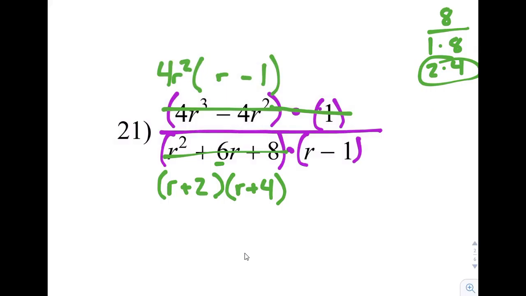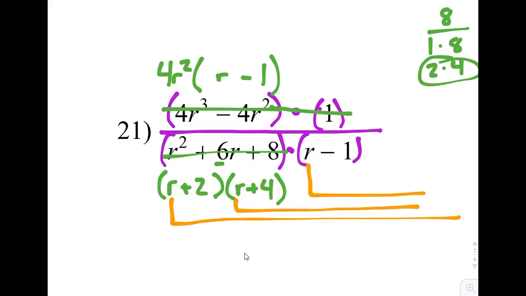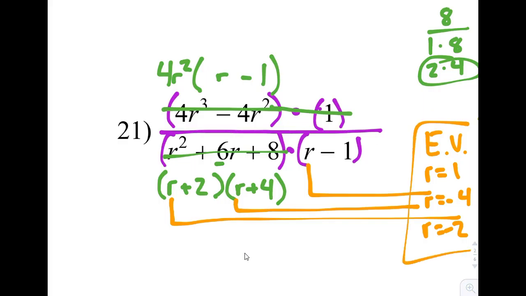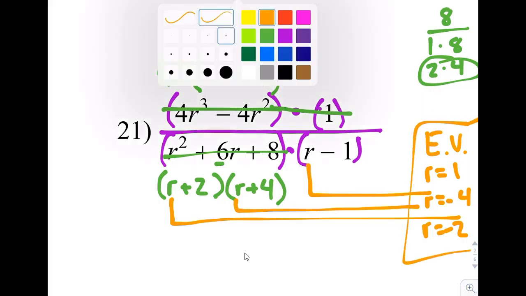Next step will ask us to look for excluded values from the denominator. I have 3 here that I can work with, and in this farthest right one, the r minus 1, I know that I can plug in r equals 1, and that would cause that to equal 0. In this next one, the r plus 4, I can do r is equal to negative 4 and cause that to be 0. And then finally in r plus 2, r could equal negative 2, and negative 2 plus 2 would equal 0. So these are our excluded values. Write that somewhere that's clear so everyone can see that.